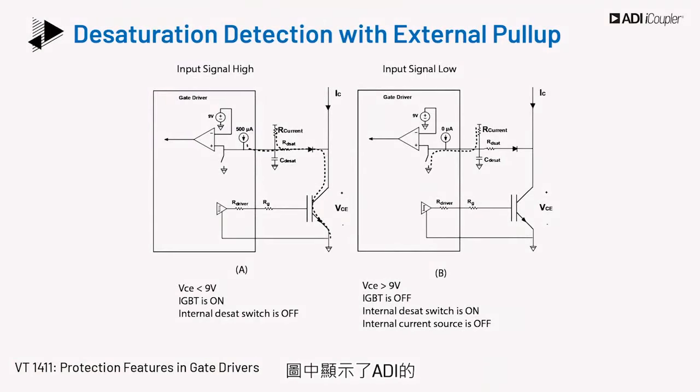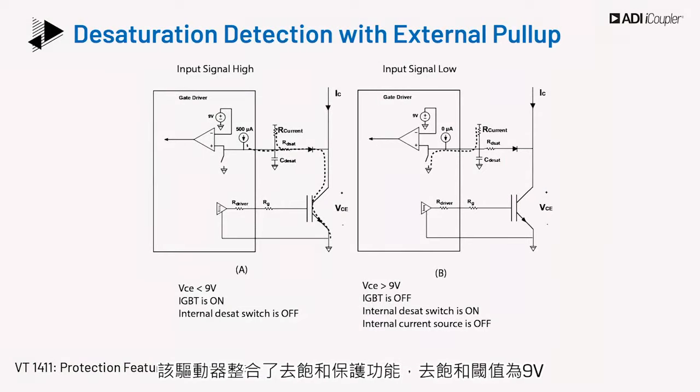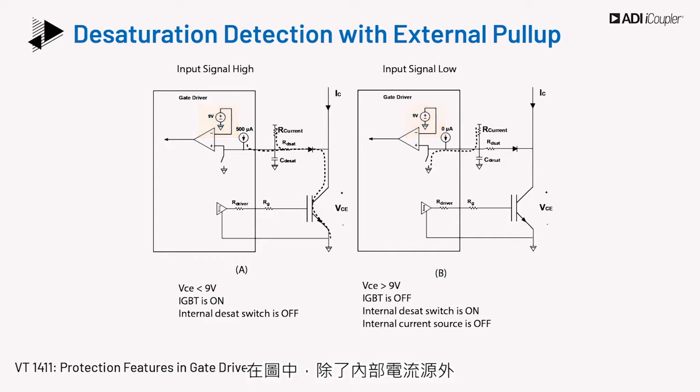The figure shows some more details of the internal circuit of one of ADI's isolated gate drivers with an integrated desaturation protection having a DSAT threshold of 9 volts. In the figure, an external resistor, or current source, is used to increase the charging current for the DSAT capacitor, in addition to an internal current source. A power diode with its cathode connected to the drain of the IGBT keeps the high voltage from the drive circuitry.